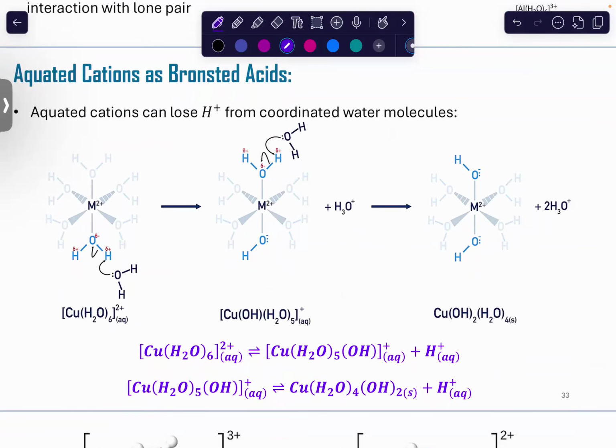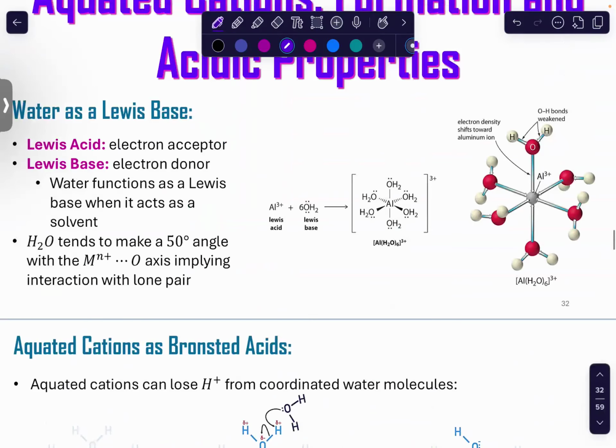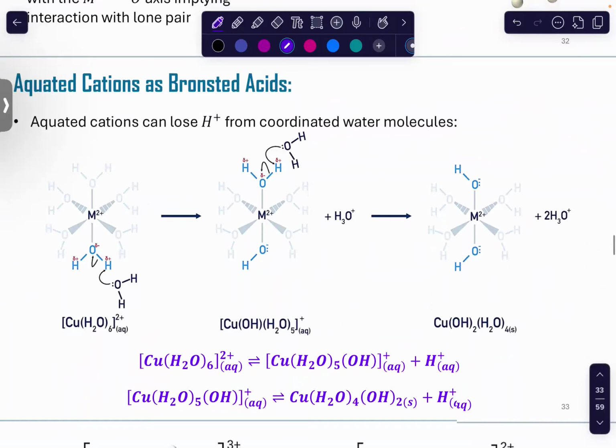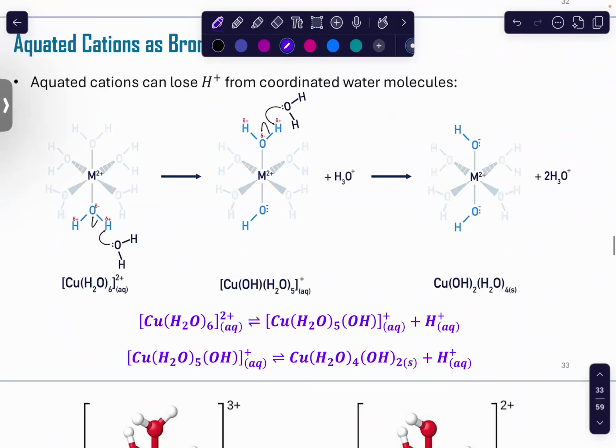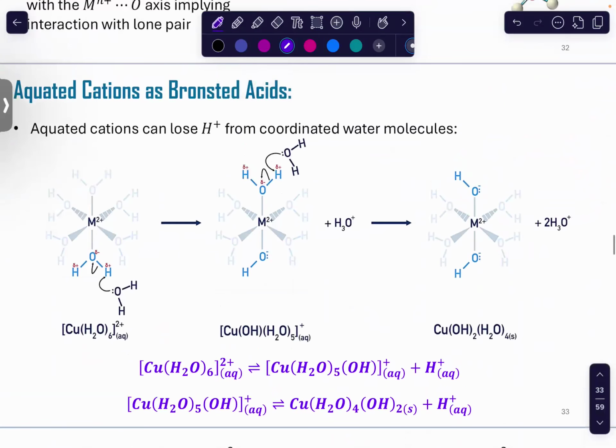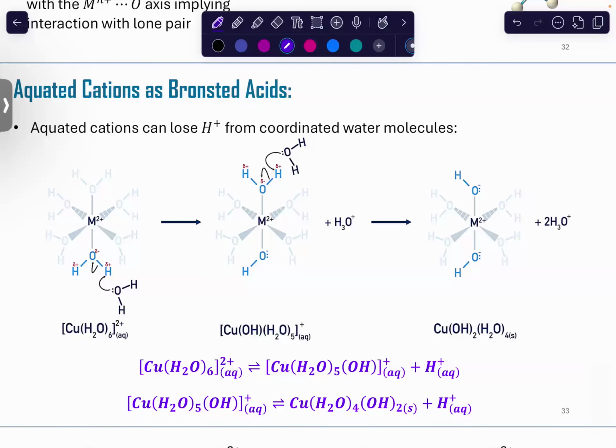So aquated cations are Bronsted acids. We remind ourselves, Bronsted acids are proton donors, and their bases are proton acceptors, whereas Lewis acids deal with electron exchange. And so you see one by one, first a single deprotonation and then a second deprotonation.